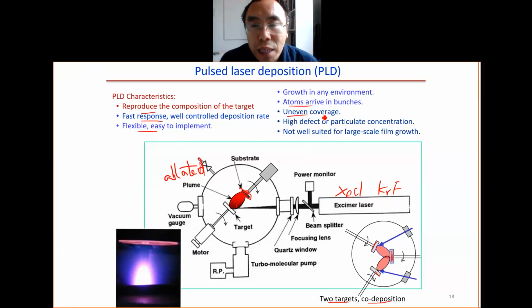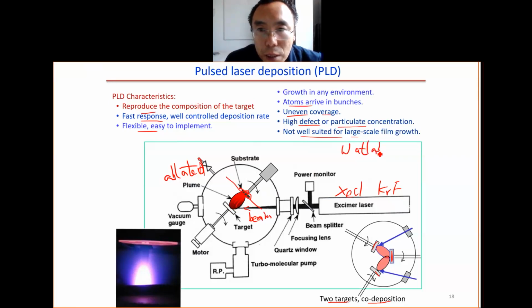Then we have uneven coverage, a lot of defects and particulate concentration, and it is not well suited for large-scale deposition. Because if the wafer is very big, the laser beam here is small, so the wafer cannot be too big because the beam is too tiny. So this is not very good for production. At University of Waterloo, we have this one at the Waterloo Chemistry lab, we have this machine. But in the clean room, we do not have PLD.